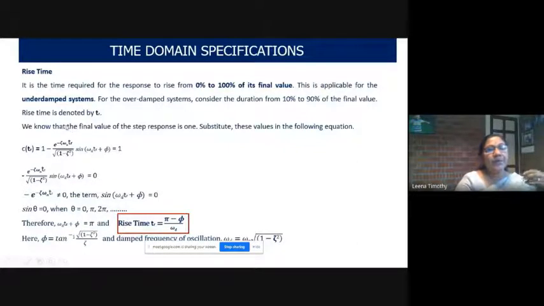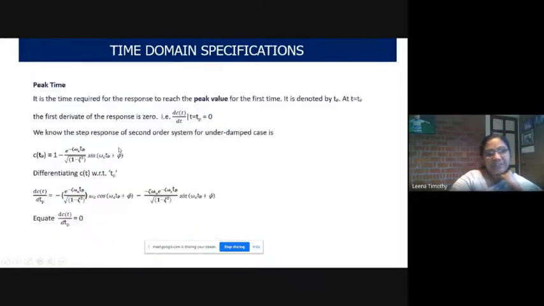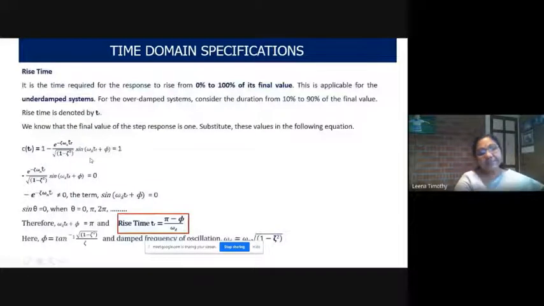Now, we know that the final value of the step response is 1. Therefore, at the rise time, that is 100% of the final value, the output is equal to 1. This expression we already derived in the last class. For a second order underdamped system, the output c of t is equal to 1 minus e raised to minus eta omega n t divided by root of 1 minus eta square into sine of omega d t plus phi, is equal to 1. That is the general expression.